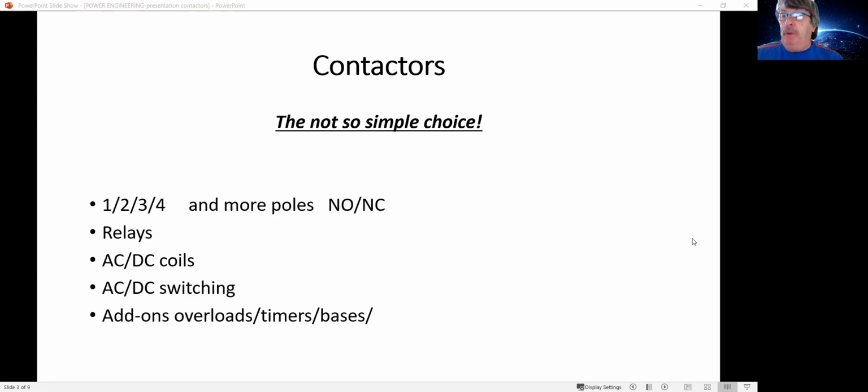We could say a one-pole contactor, two-pole, three-pole, four-pole, and those poles could be normally closed or normally open. In the power industry side, we generally have things like a three-phase, three-pole contactor, and they are normally open if there's power not provided to the coil, and when you provide the coil, they switch in.